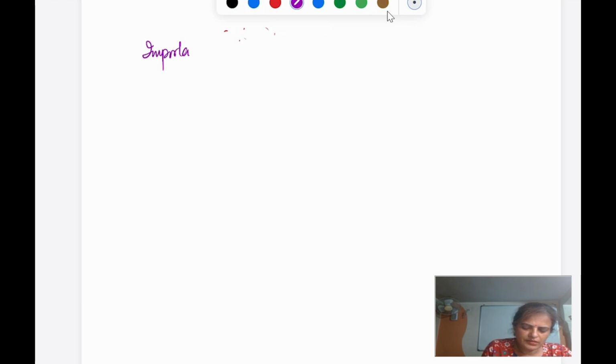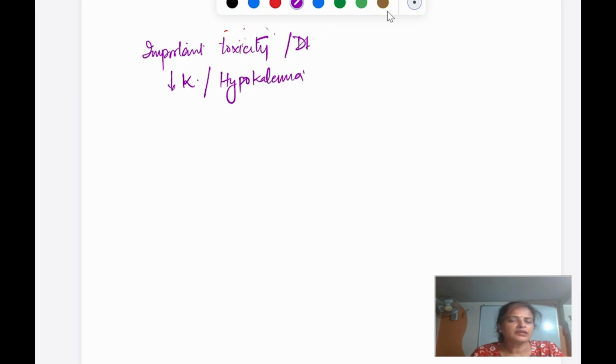Now important, you can say toxicity or drug interaction. What are the things which are going to cause the toxicity of this or enhance the toxicity of digoxin? एक तो आपके हो गए आयंस, जैसे कि डिक्रीज पोटाशियम, और यू कैन से हाइपोकैलीमिया. ये बड़ा इंपॉर्टेंट क्वेश्चन है. हाइपोकैलीमिया, it enhances the digitalis toxicity. Hypokalemia, even decreased magnesium is also going to cause the toxicity, and increased calcium.